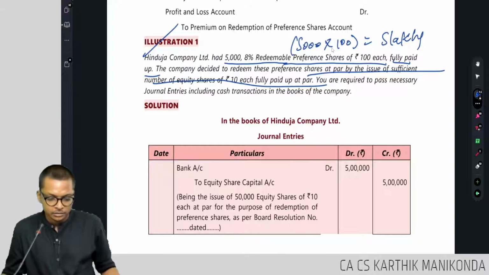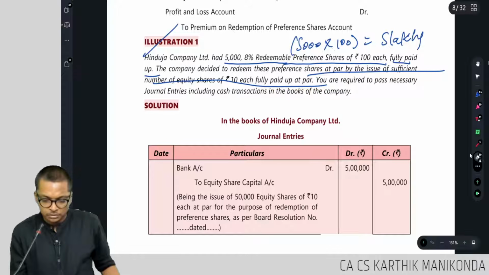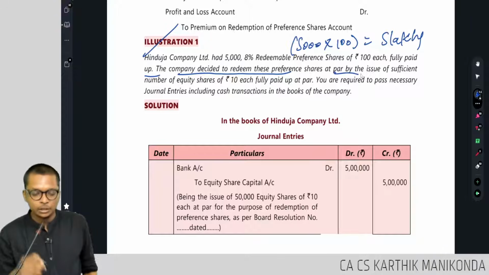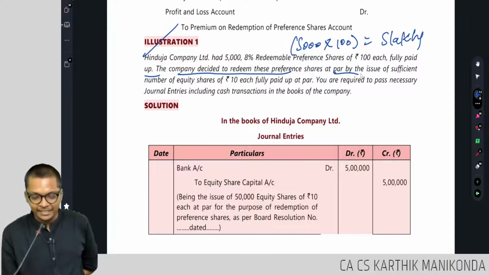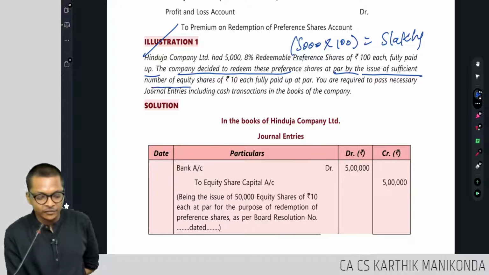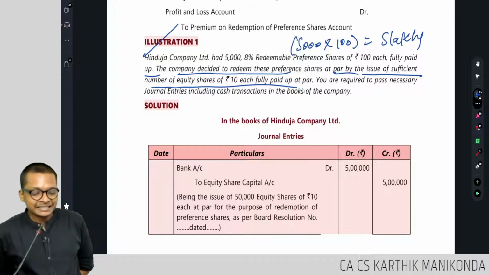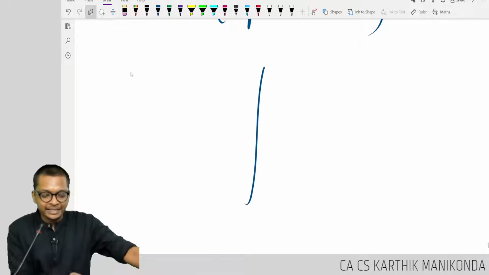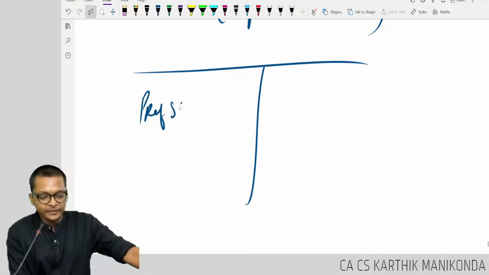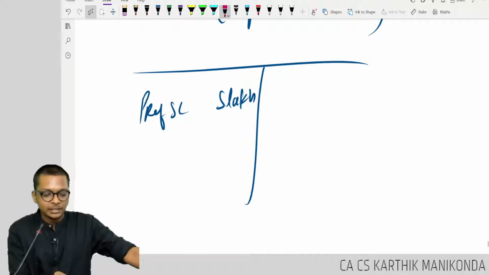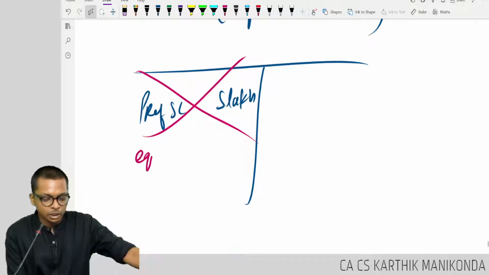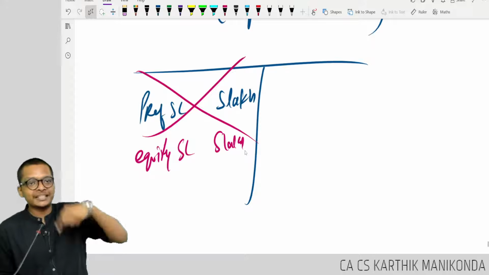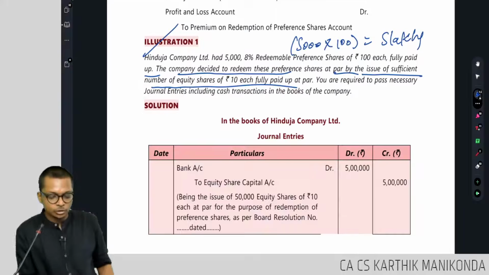Okay. What is the company saying? The company decided to redeem these preference shares at par. So 5 lakhs I am repaying, how much? 5 lakhs, by the issue of a sufficient number of equity shares of 10 each at par. Look at this: in my balance sheet currently I have preference share capital of 5 lakhs. This I am cancelling and replacing with what? Equity share capital of 5 lakhs. That means I am issuing equity shares and repaying preference shares. Understood?